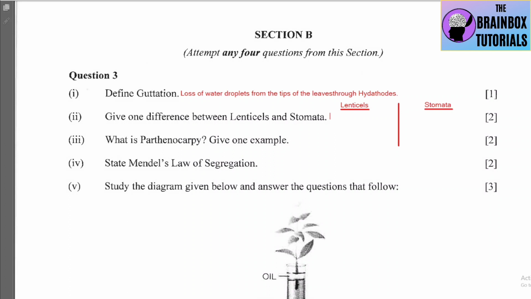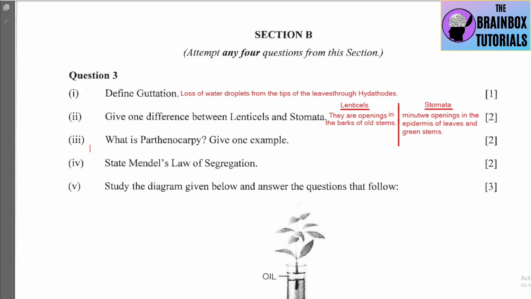Part 2 is give one difference between lenticels and stomata. So lenticels, they are openings in the barks of old stems. And what is stomata? So stomata is minute openings in the epidermis of leaves and green stems.